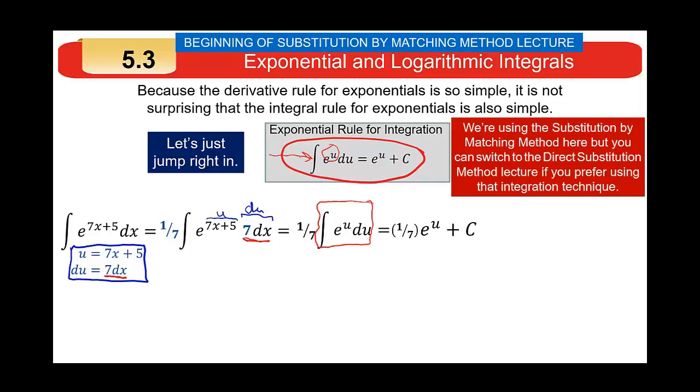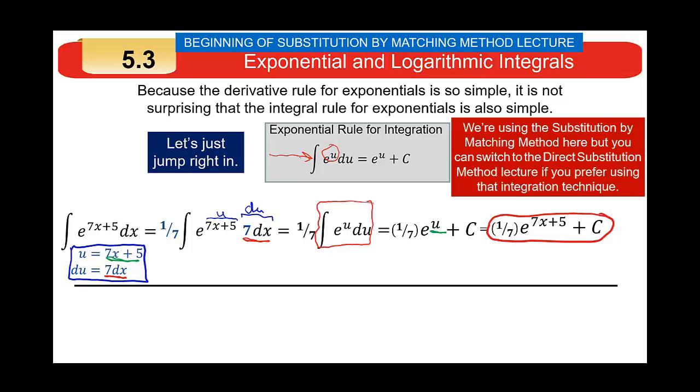That u has to be removed before you finish because we put that u in there ourselves. The u was not in the original problem. So the very last step is to take the u back out and put what it's equal to, in this case 7x plus 5. And that gives us our final result.